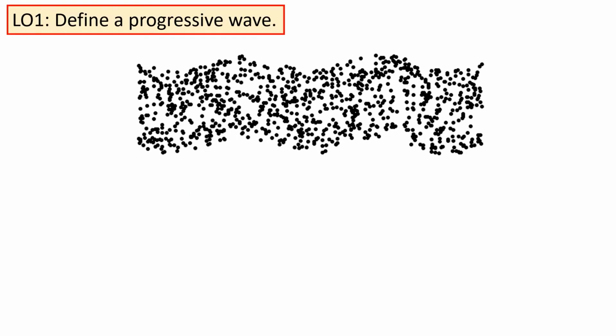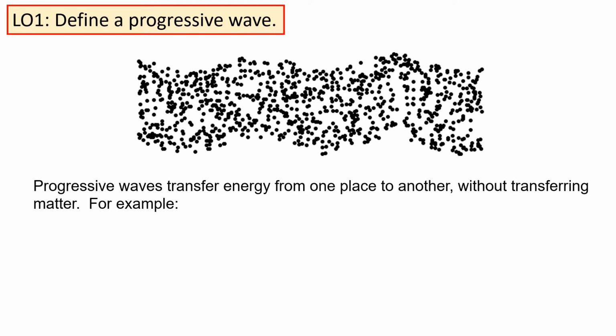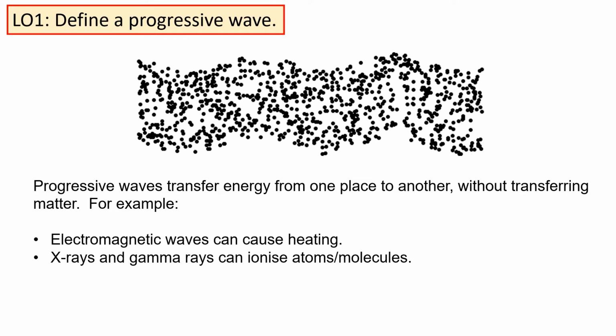The definition of a progressive wave is a wave that can transfer energy from one place to another without transferring matter. For example, electromagnetic waves we know can cause heating. Similarly, X-rays and gamma rays can ionize atoms or molecules.